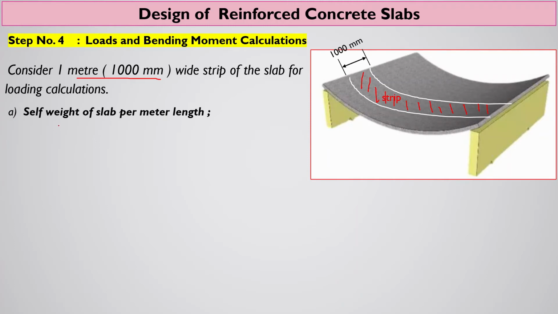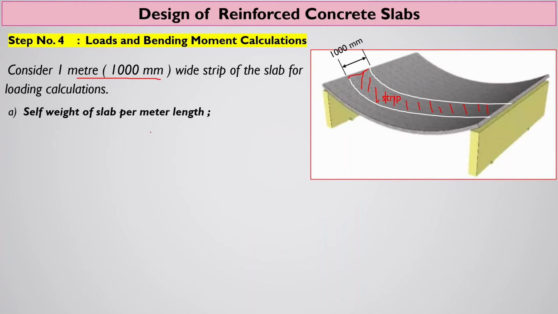First of all we have to calculate the self weight of slab per meter length. So whatever calculation we do, bending moment or design of the reinforcement, everything is done for this particular strip of 1000 millimeter. You can just consider that you are going to design a beam having width 1000 millimeter, and you can assume that this slab is made up of a number of such beams having width 1000 millimeter, but depth equal to the depth of the slab.